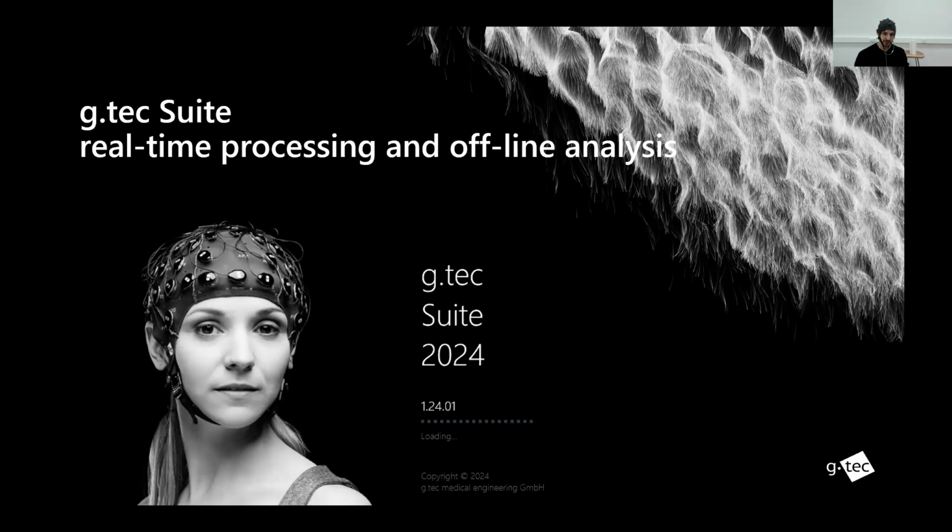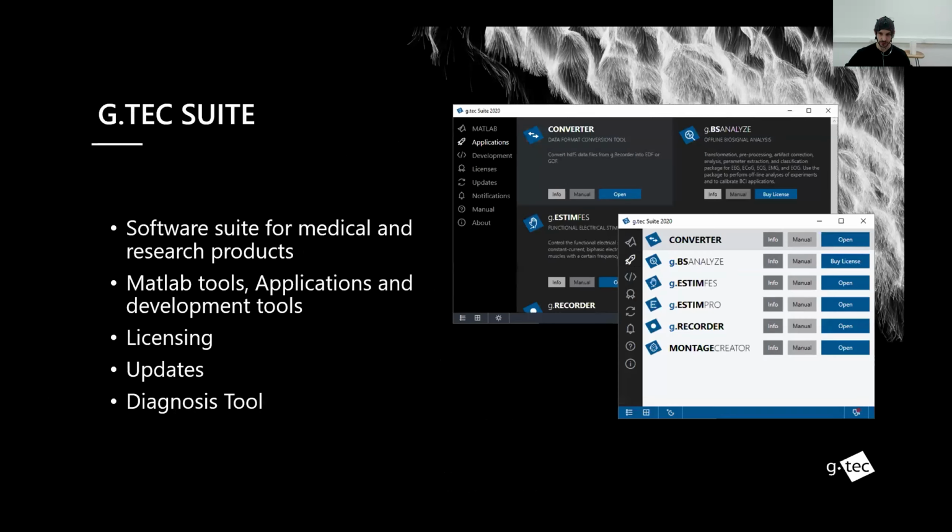The g.tec suite 2024 is a software suite for all the research and clinical amplifiers. You can see the software suite looks like this. You have math tools in there, you have applications and development tools in there. You also have a licensing section because some of the tools require license keys to be unlocked, or some features are locked with license keys.